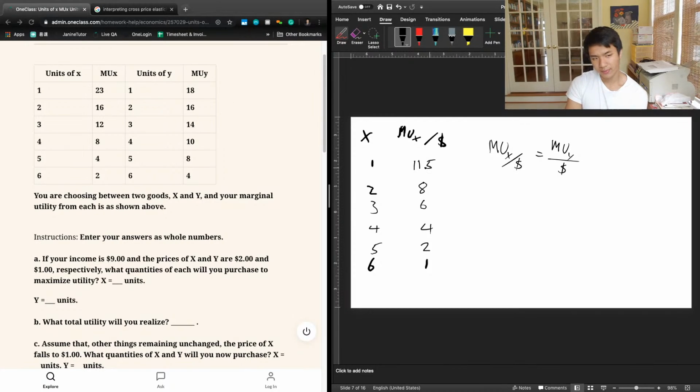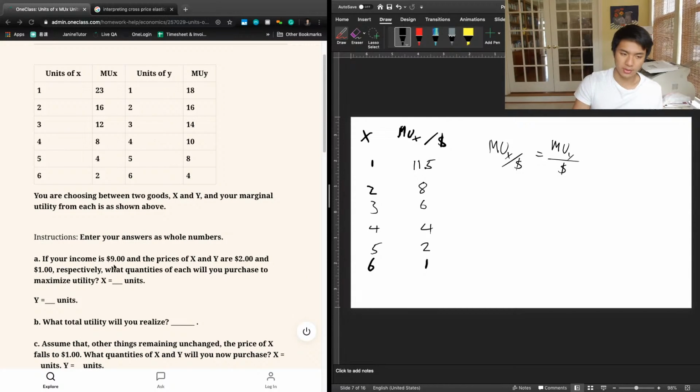So 11.5 is not equal to anything here. 8 is equal to something here. And let's take a look at what would happen if we were to consume 2 units of good X and 5 units of good Y. We would spend $2 per unit on the good X, so $4 total. And we would spend $1 each for 5 units of good Y, or $5 total. And that adds up to $9, which is perfect because that's how much money we have to spend.